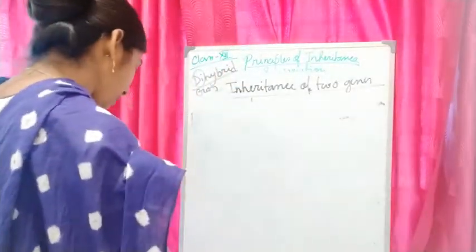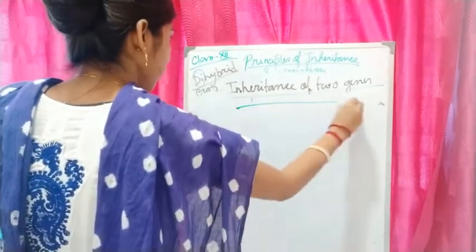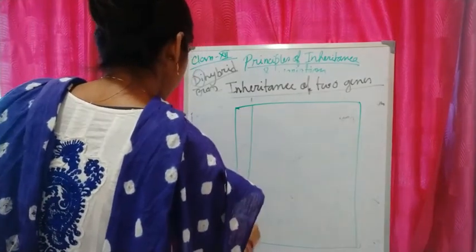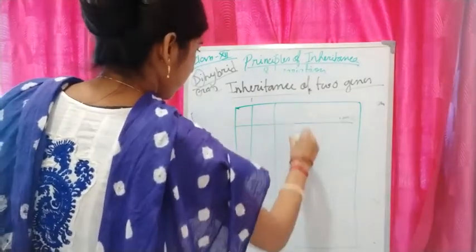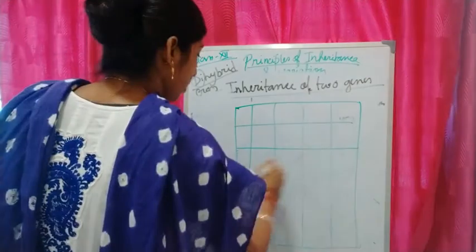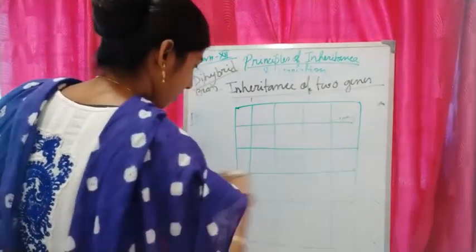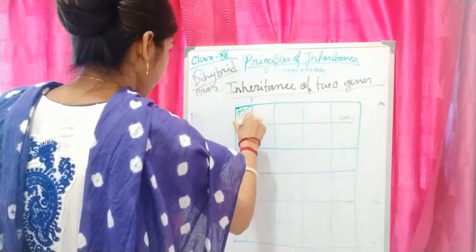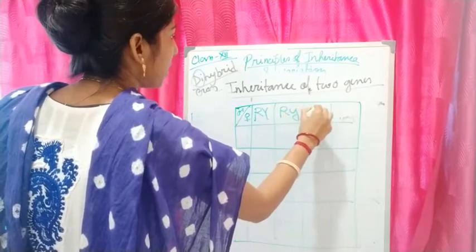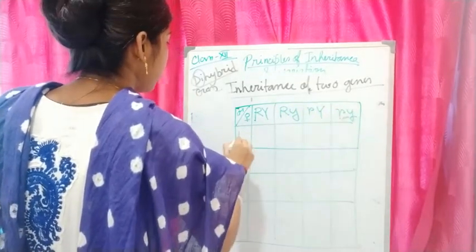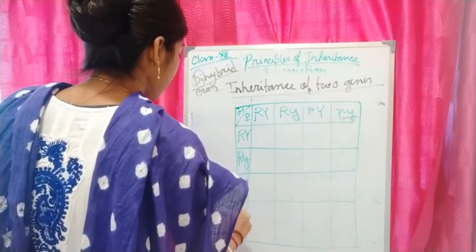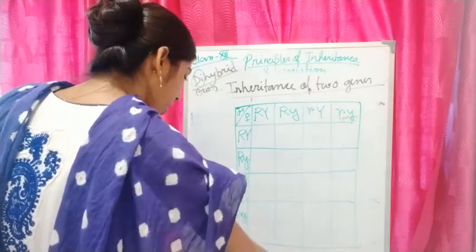So what will we get? Because the number of gametes is more, that's why. What we will write: capital R capital Y, capital R small y, small r capital Y, small r small y. Same here: capital R capital Y, capital R small y, small r capital Y, and small r small y. Now, we have to fill the checkerboard.